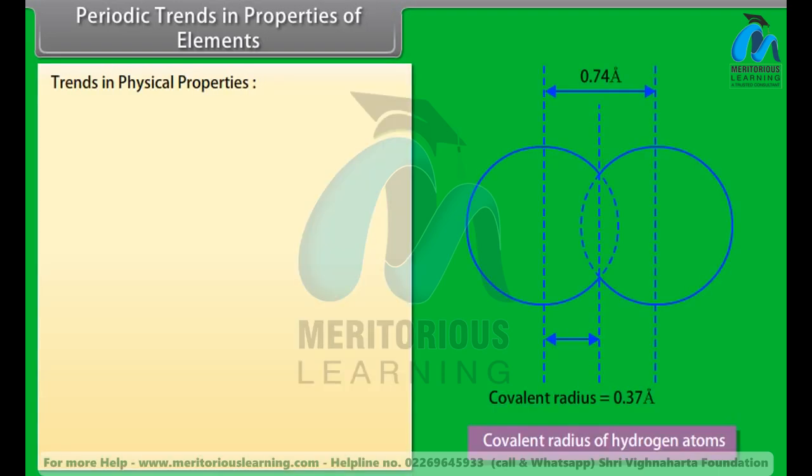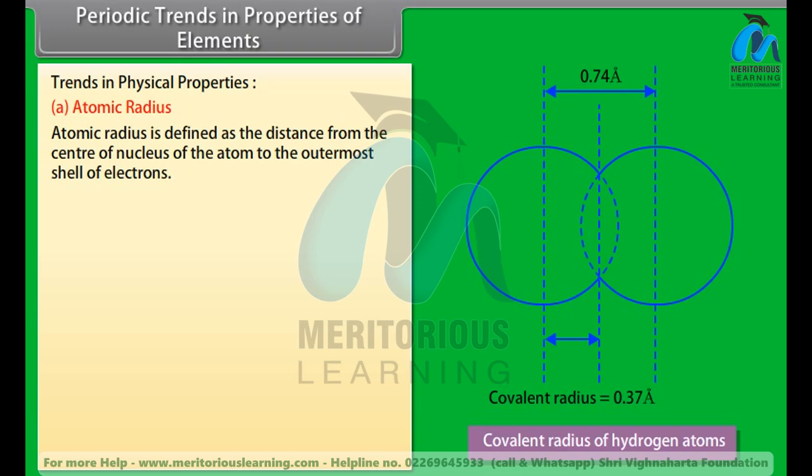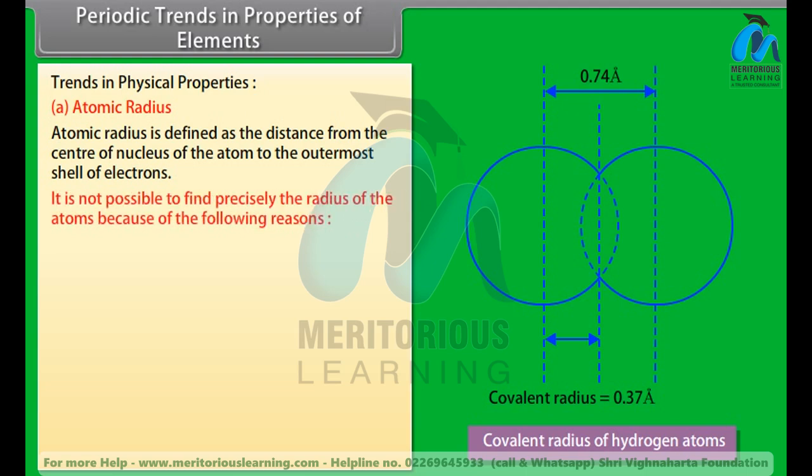Trends in physical properties. A. Atomic radius. Atomic radius is defined as the distance from the center of the nucleus of the atom to the outermost shell of electrons. It is not possible to find precisely the radius of atoms because of the following reasons.